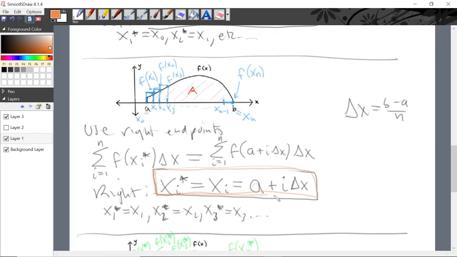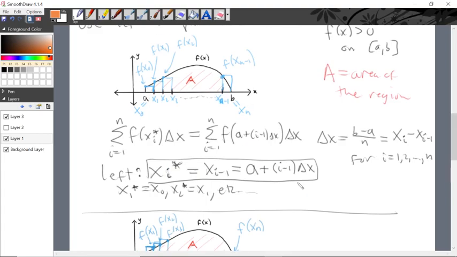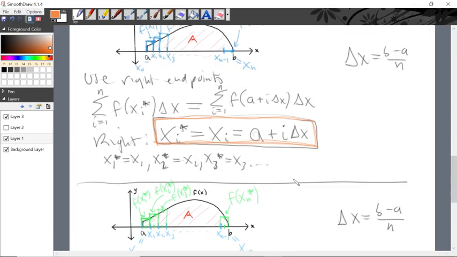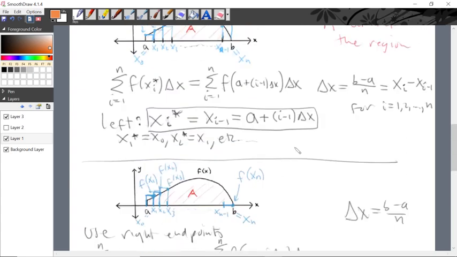In general, this is going to be considered the least amount of work when finding sample inputs, if you have the choice. If you just take a look at this compared to the left endpoint, the left endpoint is a plus the quantity i minus 1 times delta x, but this is a plus i delta x. So it's like one fewer operation. You don't have to subtract 1 from i.